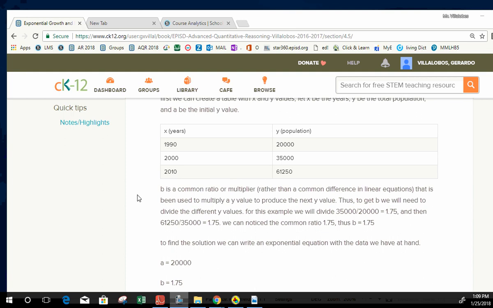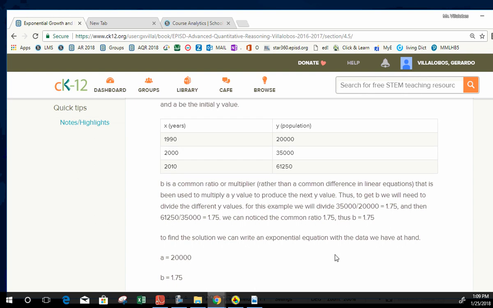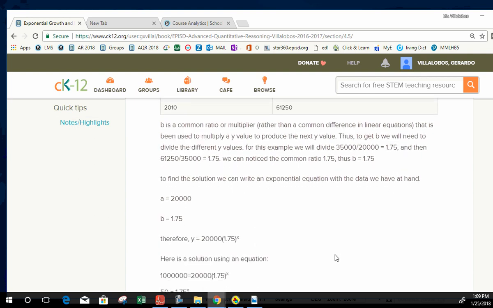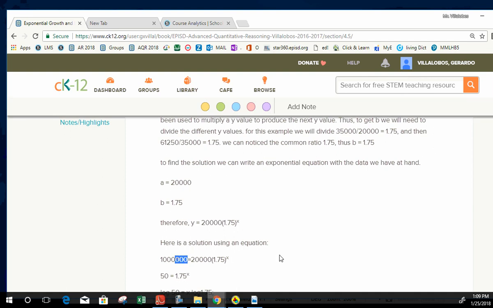Here's another problem. In 1990, there was 20,000 in population, and in 2000, 10 years later, 35,000, and in 2010, 6125. Is this exponential growth? Well, according to the text here, you can assume that the initial population was 20,000, that's A, and that the growth factor was 1.75. And the question becomes, when is it going to be a million? That's what they're asking in this question.